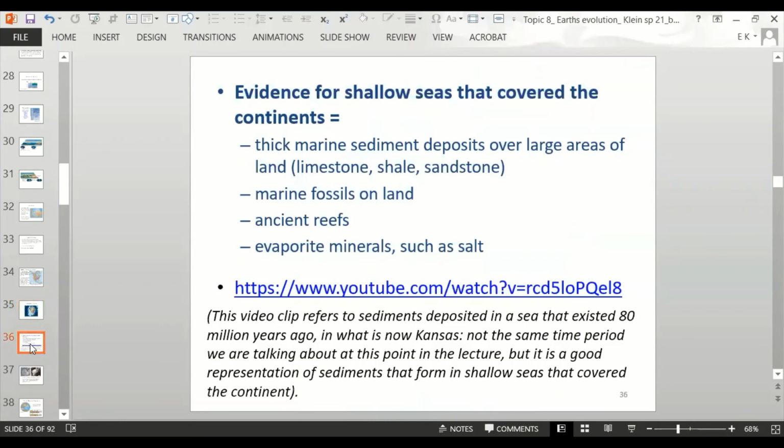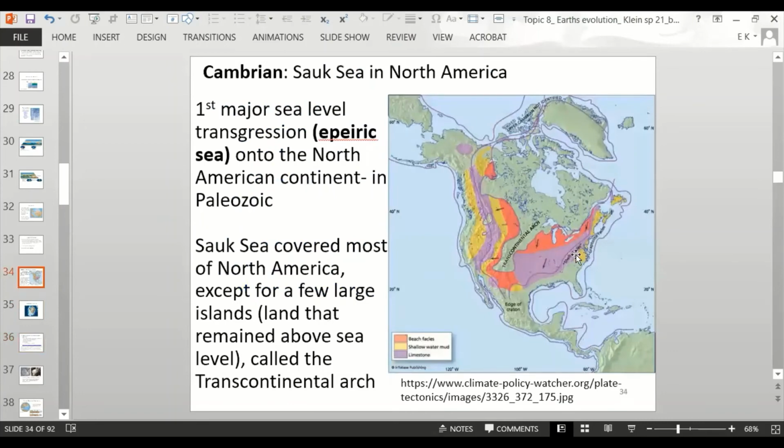So there is a lot of evidence that we had shallow seas that covered the continents. We have thick marine sediment deposits over large areas of land, including limestone, shale, and sandstone, which makes sense because we have here limestone, mud, which would be shale, and the beach areas would be sandstone. Okay, so today we find a lot of that type of sediment around North America and around the whole world. But the example we're looking at right now, the diagram shows North America specifically.